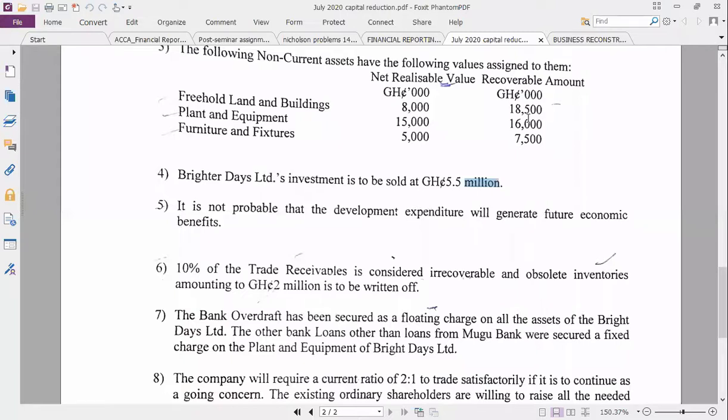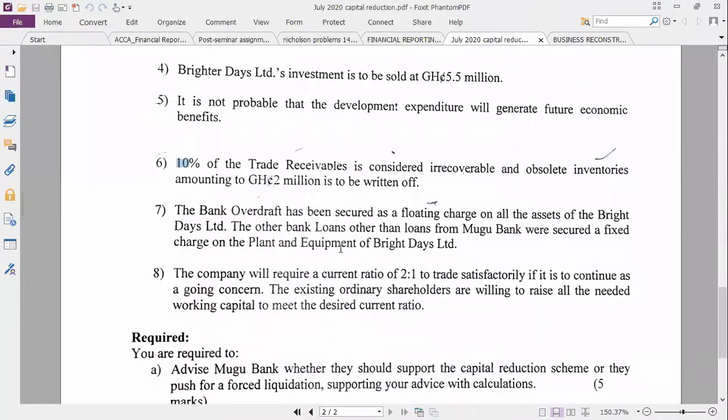Note 6, 10% of the trade receivable is considered irrecoverable. So the 10% of it, you take it off. Good. Obsolete inventory amounting to 2 million is to be written off. So that means you take the 2 million from the cost so that you can get the NRV of the inventory. Then go to note 7.